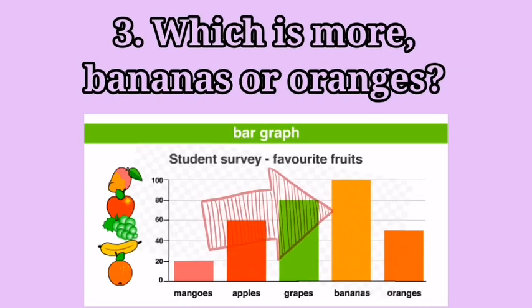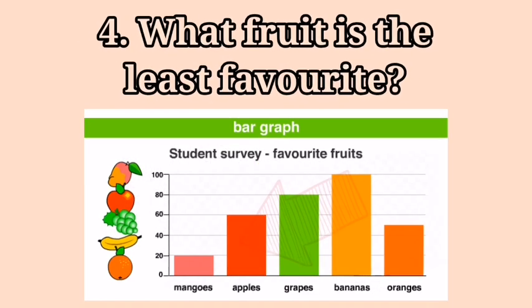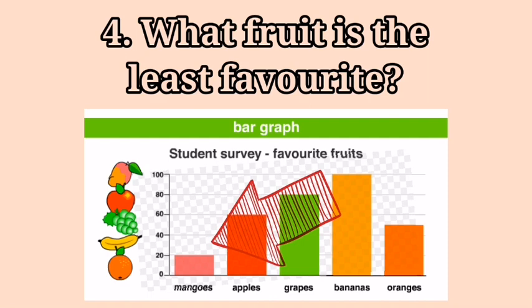Which is more, bananas or oranges? To answer this, let's look for bananas and oranges, then let's compare. By looking at this bar graph, we can say that bananas are more than oranges. What fruit is the least favorite? By looking at this bar graph, we can easily see that mango is the least favorite fruit.